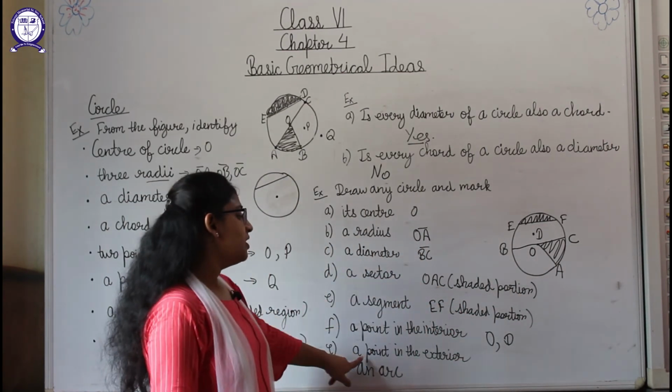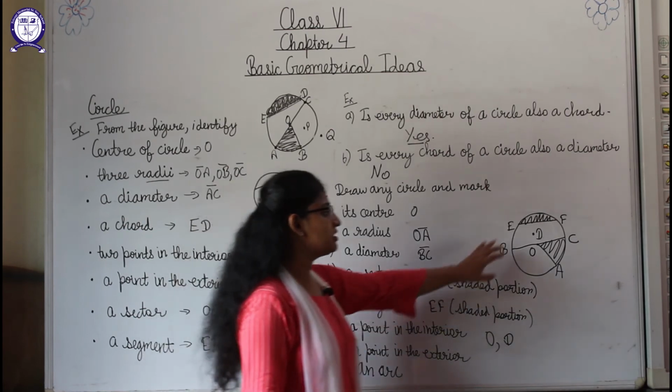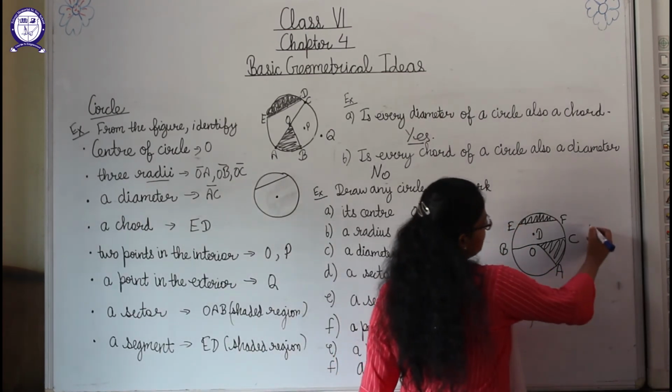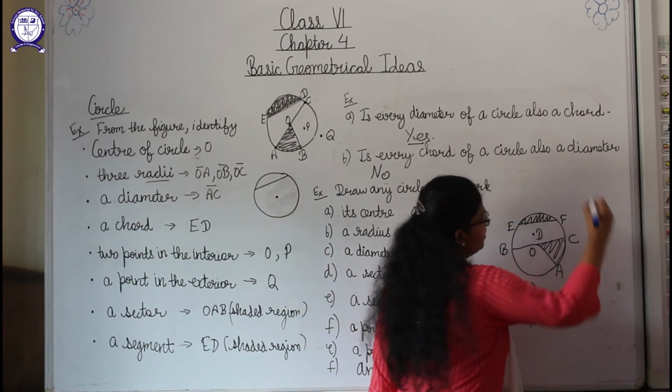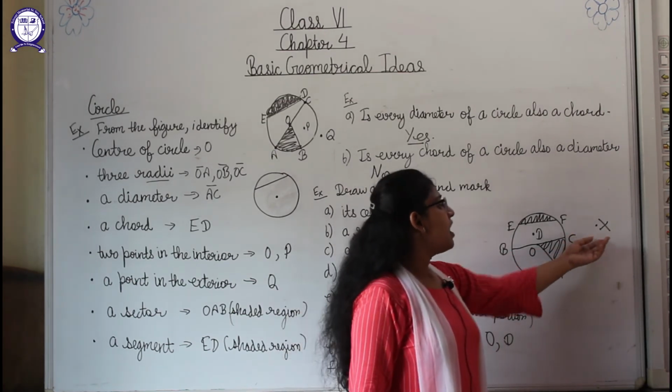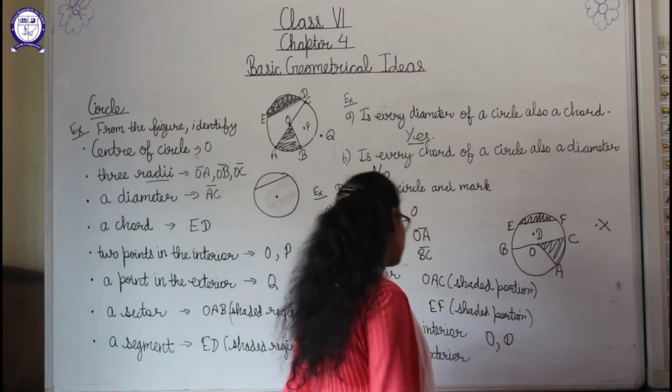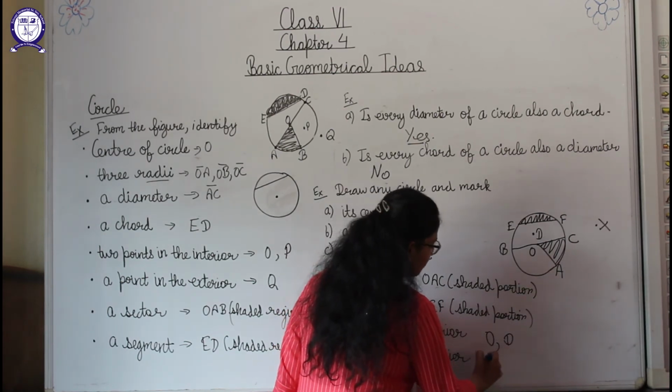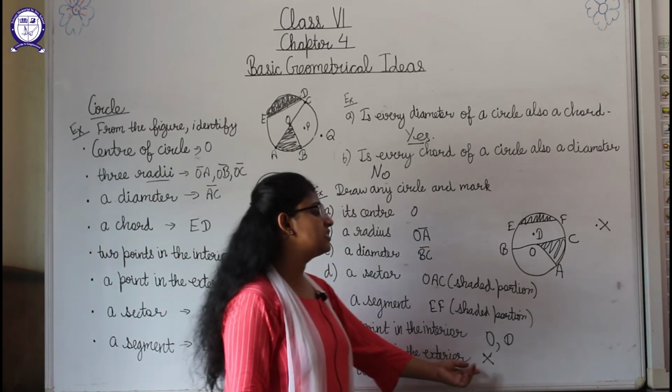Okay, now a point in the exterior. So this is the circle. What can be the exterior point? Suppose here I am making a point and I am naming it as X. So this is outside the circle, so this point X is in the exterior. So point X is at the exterior.